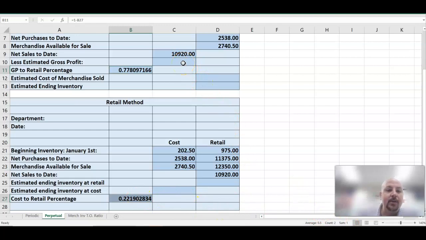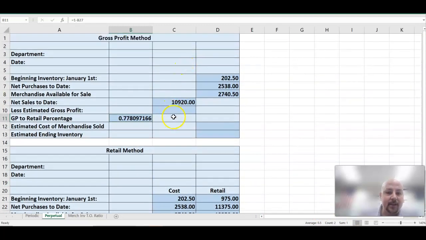All right, so what we're going to do up here in the gross profit method to finish this one off is we're going to take the net sales times the percentage which is gross profit, 77.8%. That gives us a number of 8,496.82. Now we're going to subtract these. We're going to subtract our net sales minus the dollar amount that is gross profit to be left with the dollar amount that is cost. The cost of the merch that we sold is 2,423.18.